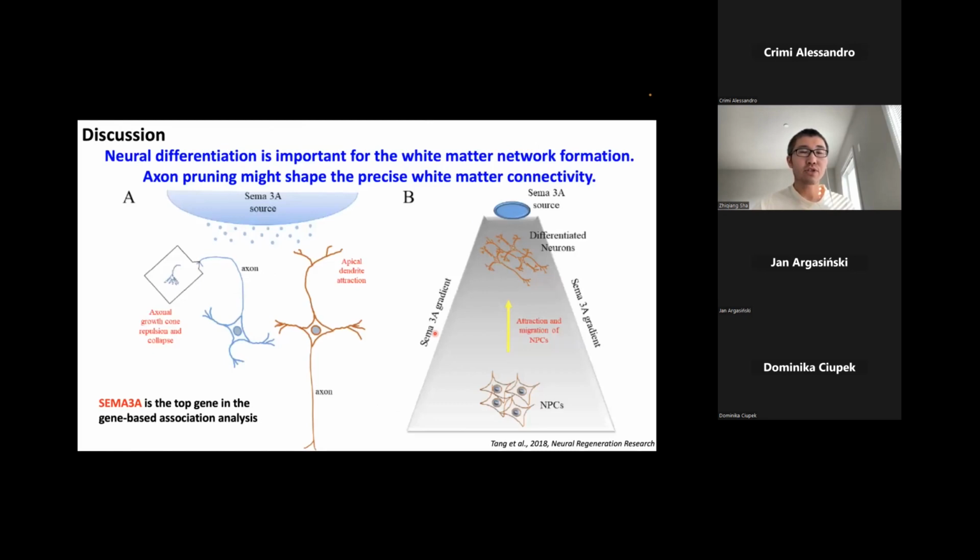And in the gene set enrichment analysis, as I just mentioned, we found the genes associated with degree centrality were enriched in the neural differentiation and neurogenesis processes, while the genes associated with white matter connectivity might involve axon pruning. And SEMA3A is a top gene in the gene-based association analysis. This gene also plays a crucial role in both neurodifferentiation and axon-related processes. So we could hypothesize that neurodifferentiation might be very important for the overall white matter connectome formation, while axon pruning might shape the precise white matter connectivity.